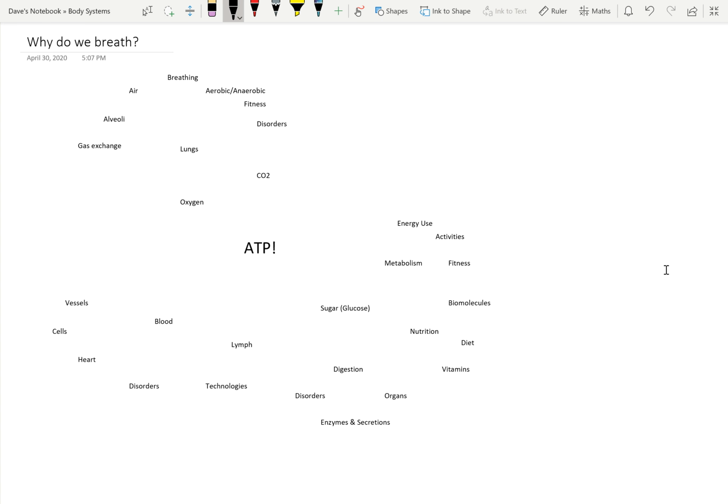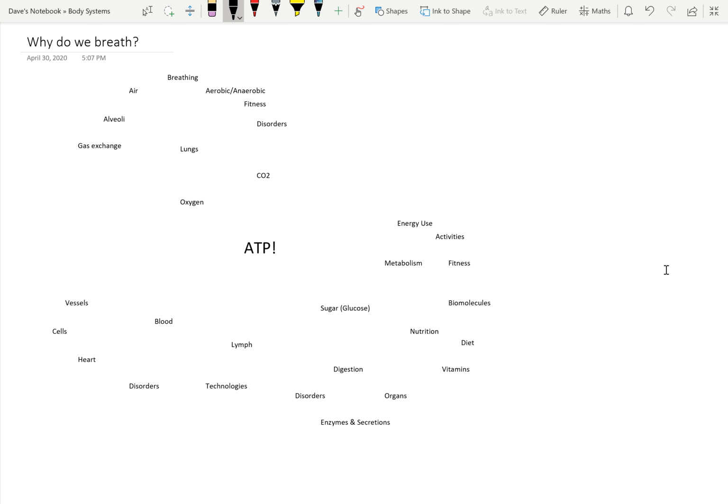But really, it should be the same answer as why we eat. We eat to get energy from sugars. Well, we breathe to get energy out of the sugars. So the reality is that everything comes down to energy. And energy we often see in the form of ATP.